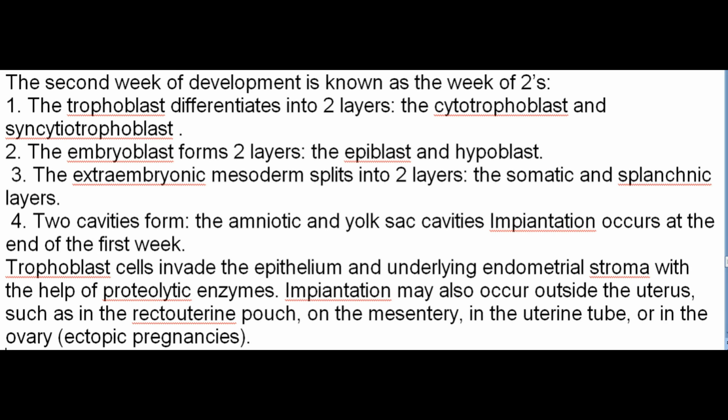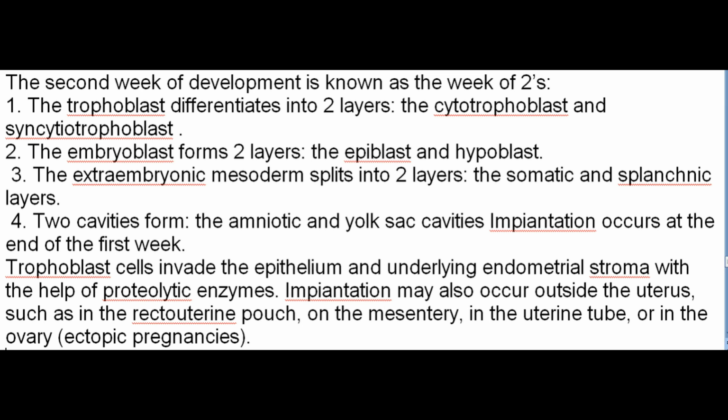1. The trophoblast differentiates into two layers, the cytotrophoblast and syncytiotrophoblast. 2. The embryoblast forms two layers, the epiblast and hypoblast. 3. The extraembryonic mesoderm splits into two layers, the somatic and splanchnic layers. 4. Two cavities form, the amniotic and yolk sac cavities.